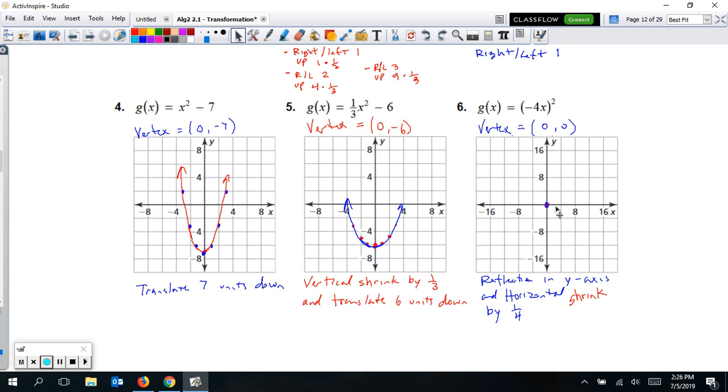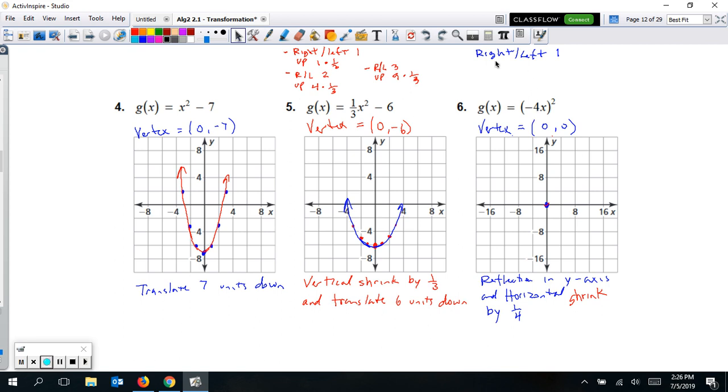Now, you might think, why are you going up? It's got a negative. Well, the negative is on the inside, so you're actually not reflecting over the x-axis. That would be going down. We're reflecting over the y-axis. We're still going up. Remember, that reflects onto itself, so it doesn't really change the look of it at all.